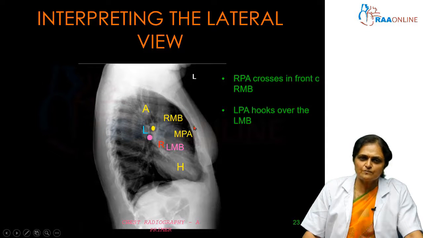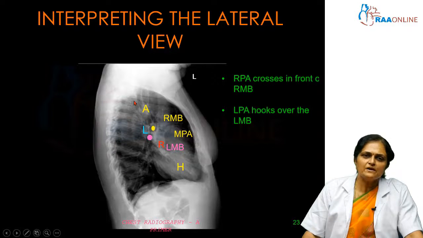So these are the most important structures in the lateral view. This is the arch of the aorta. This is the outline of the heart. Right main bronchus, left main bronchus. This is the main pulmonary artery, and then you have the right pulmonary artery and the left pulmonary artery.